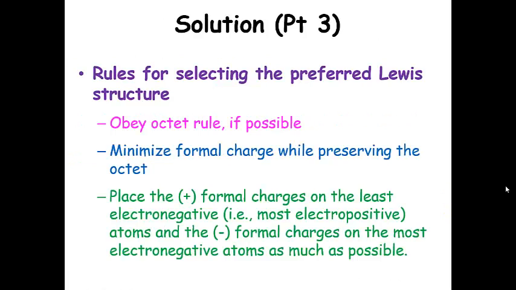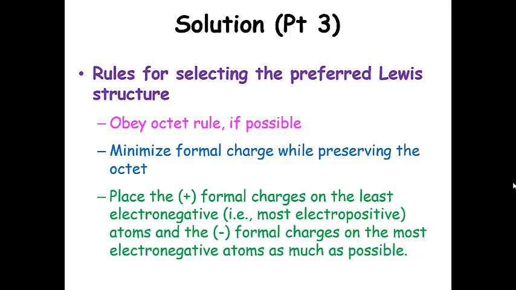Okay, so how do we decide which one is the preferred Lewis structure? Let's go through these rules quickly. First, we want to obey the octet rule if possible. On all of these structures it's possible. Second, we want to minimize the formal charge, so this is the key: minimize formal charge while preserving the octet. We need to obey the octet rule and surround each atom by 8 electrons, but we also want to minimize formal charge.